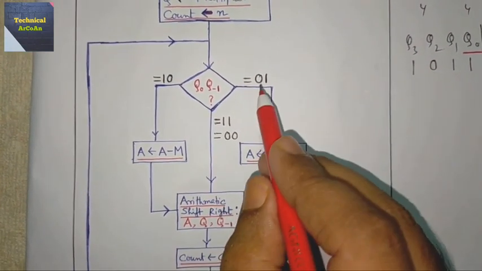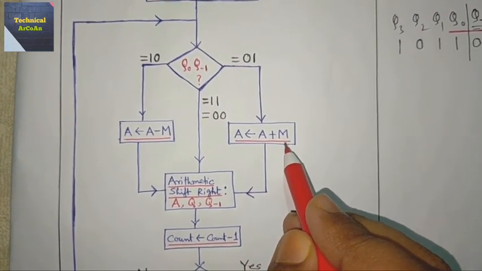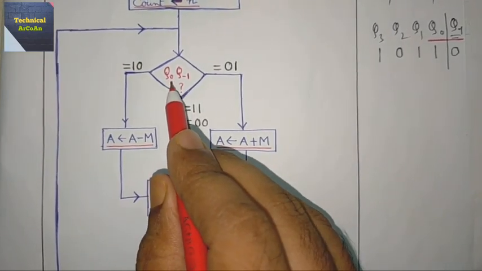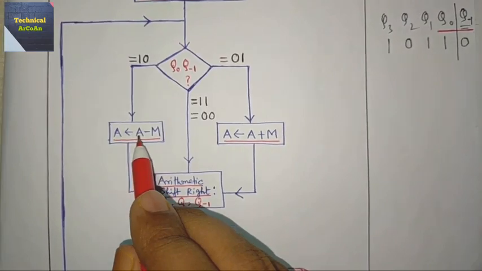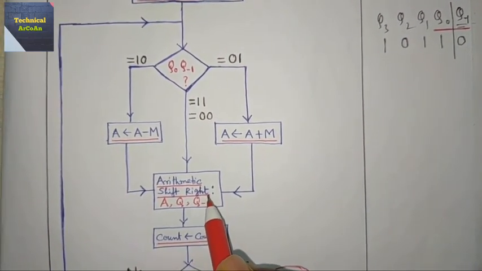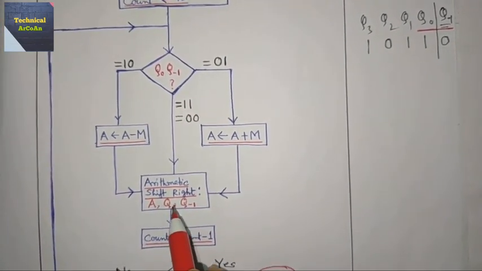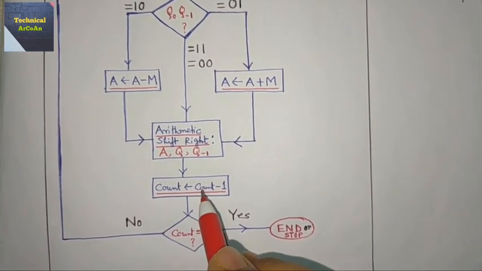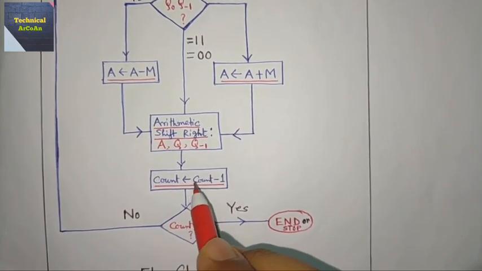If the value is 0 1, we do A equal to A plus M, and after that we do the arithmetic shift right operation. If the Q0 Q minus 1 value is 1 0, then we do A equal to A minus M, and after that we do the arithmetic shift right operation. Whatever the value, after doing this, the count will be decreased. Means if the number of bits at first is 4, then it will be 3, then 2, in that way.